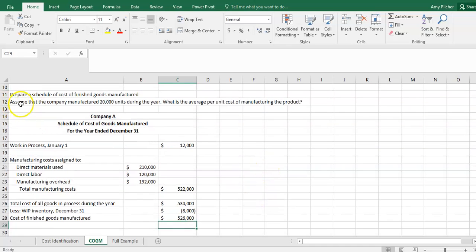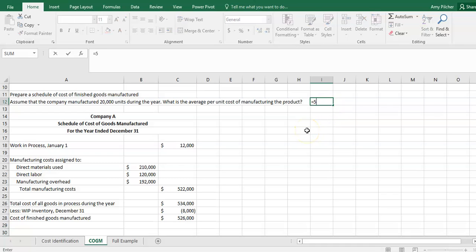The next question we have is, assume that the company manufactured 20,000 units during the year. What is the average cost per unit of manufacturing the product? Our total costs were $526,000. So to get the average cost, we are going to take $526,000 and divide it by the number of units we made, 20,000. So our average cost per unit is $26.30.